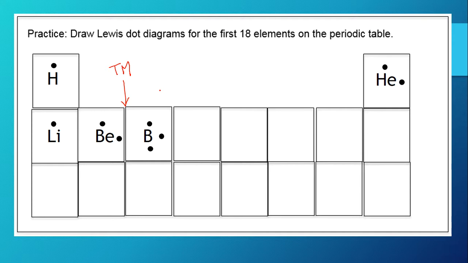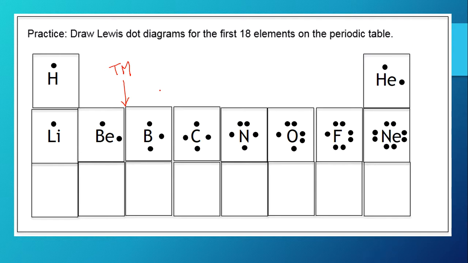So if you paused the video and you're back now, I will put up the answers. You've got carbon, C, which is in group 14, so it has 4 outer shell electrons. Nitrogen, which is an N, has 5 outer shell electrons. Oxygen, which we drew on the last page, has 6 outer shell electrons. Fluorine has 7 outer shell electrons, and then neon, Ne, has 8 outer shell electrons. And then we just move to the next one.